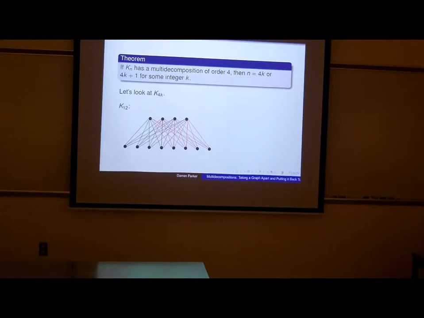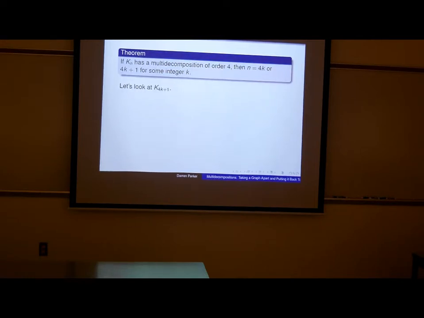And so now you can see K16 is going to work the same way. You're going to have 12 on the bottom, they're done. 4 on the top, it's done. And then you have what? 1, 2, 3 copies of K4,4, which you fill in exactly the same way. So that takes care of all multiples of 4. They're all possible. We will get a multi-decomposition for every one. Alright, so let's look at when we have one more than a multiple of 4.